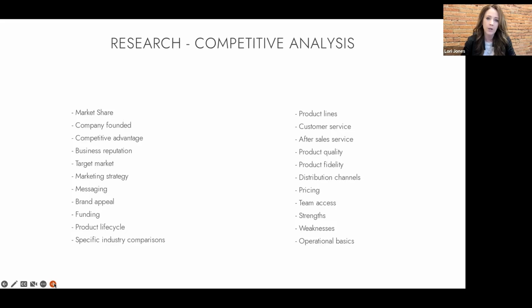So market share could be one of those. The year the family or the year the company was founded, we saw with our first example with Mints that was very important to all three brands. It was a way for them to differentiate by length of business or location of business. Reputation, the marketing strategy, certainly the target market and the messaging. The brand appeal, customer service is something we're going to talk about in a little bit.